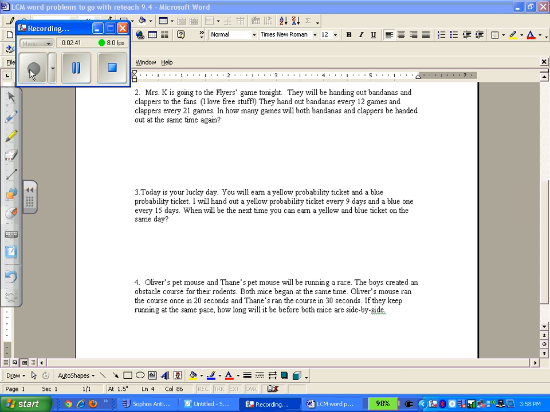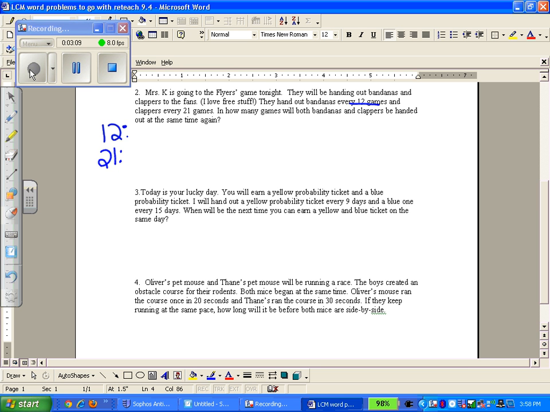Mrs. K is going to the Flyers game tonight. They will be handing out bandanas and clappers to the fans. I love free stuff. They hand out bandanas every 12 games and clappers every 21 games. And how many games will both bandanas and clappers be handed out at the same time again? Well, there are 2 ways we can do it. One, we have 12 games, so every 12 games they will hand out bandanas, and then every 21 games they're going to hand out clappers.